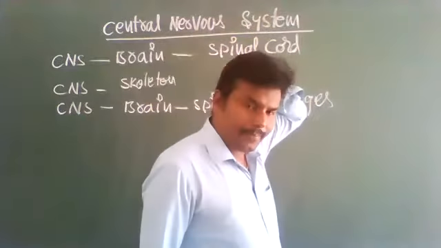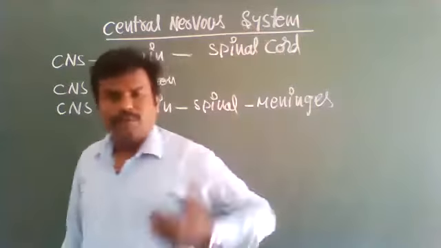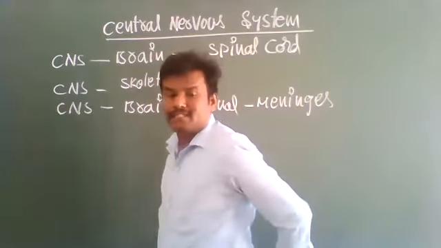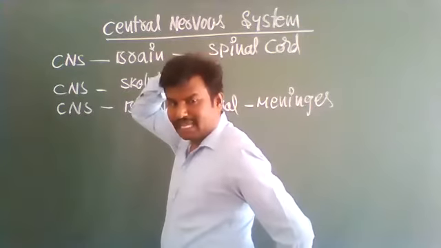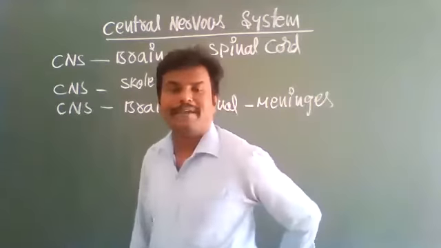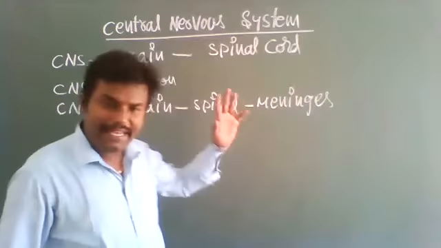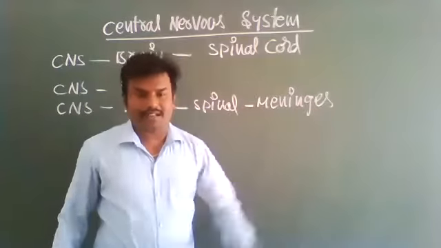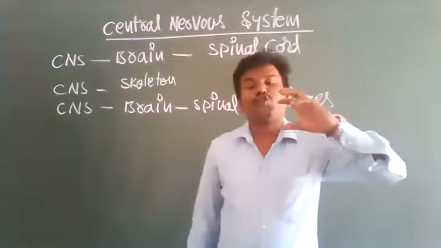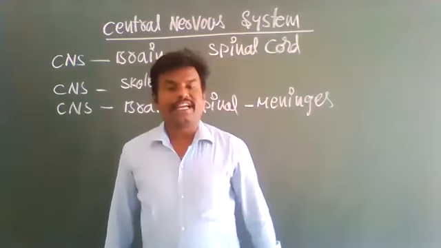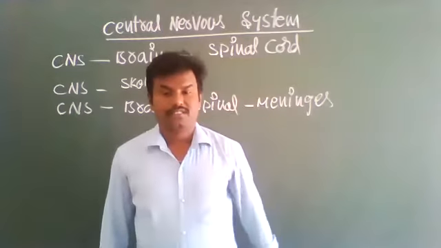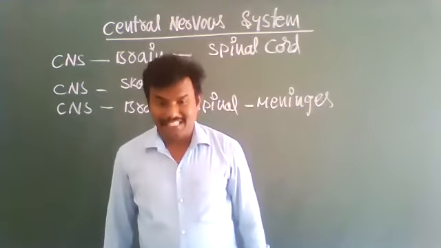The brain starts from the skull, and the spinal cord ends above the buttocks region. So from the skull region the brain starts, and above the buttocks region the spinal cord ends. Both are covered by three connective tissue membranes, which are called meninges.